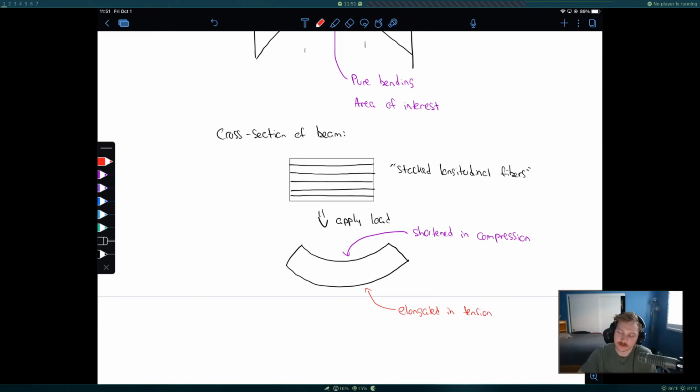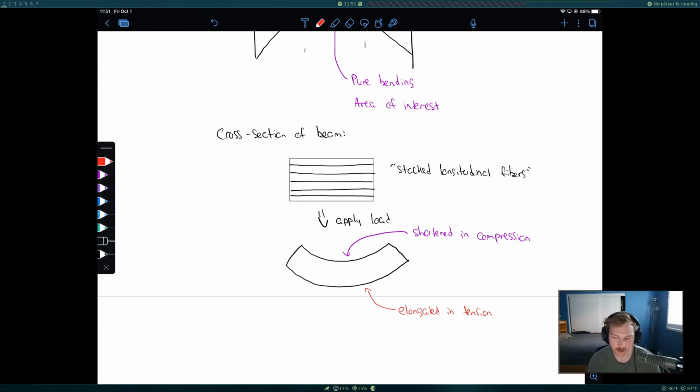So it's kind of intuitive. If I go back to my ruler that I keep using, if I apply a load on this, then everything on top is getting compressed, and everything on the bottom is going into tension. This isn't great because there's not much thickness, but everything on that top surface is getting squished together in compression. Everything on the bottom is getting elongated in tension.